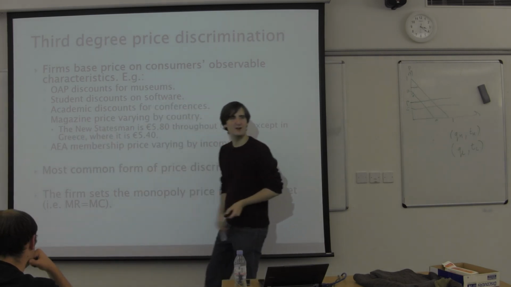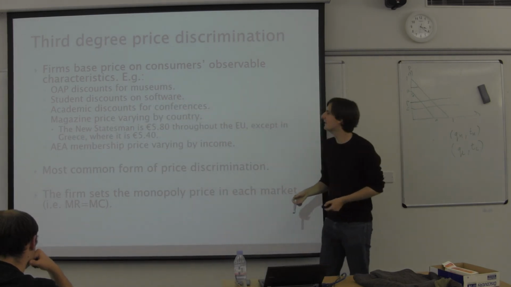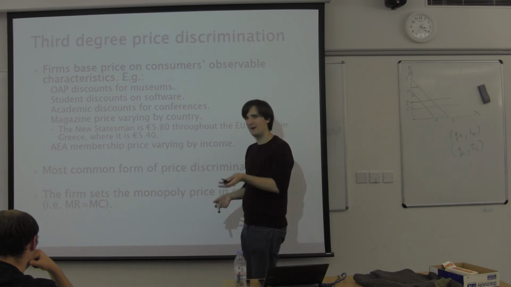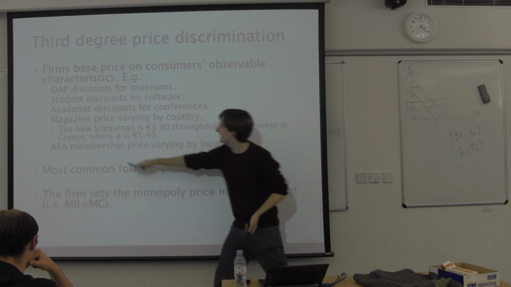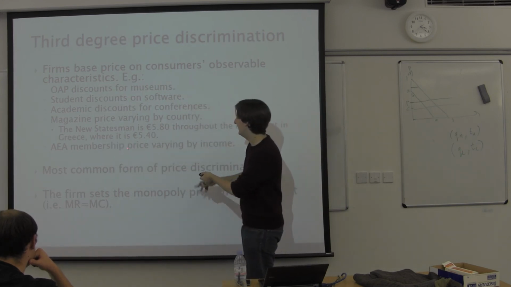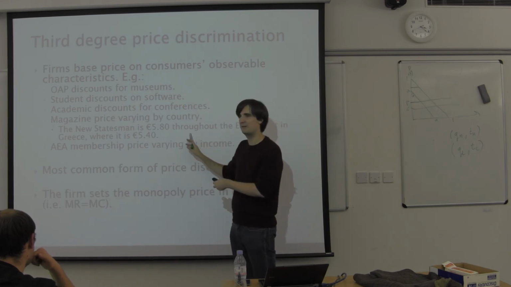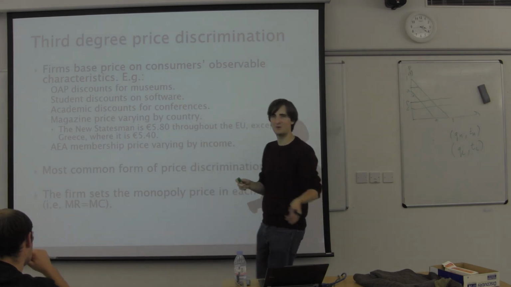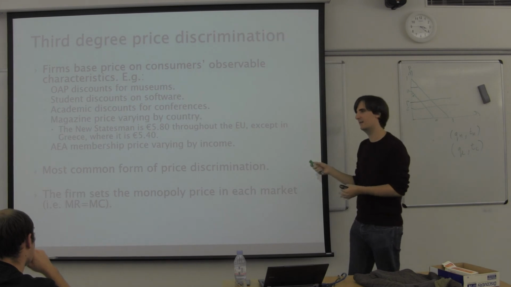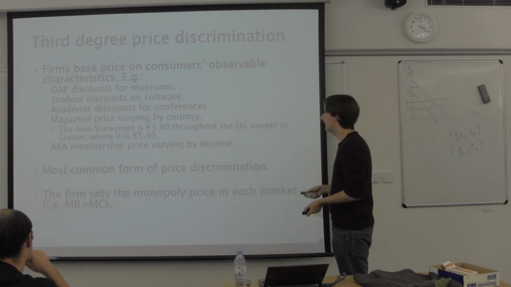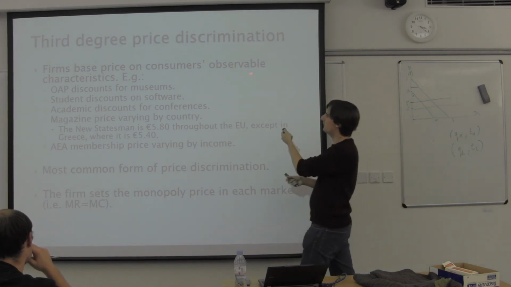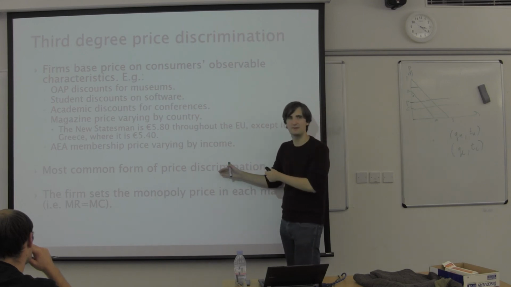Another example is membership of the American Economic Association. You noticed I was going to a conference in Philadelphia. That's their conference. That depends on what country you come from. If you come from a third world country, you pay a lot less than if you come from the US. So this third degree price discrimination is the most common form of price discrimination.